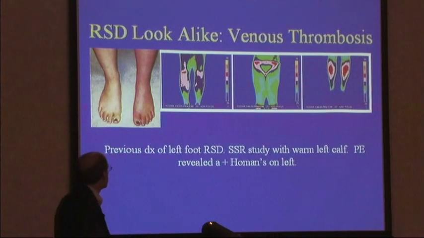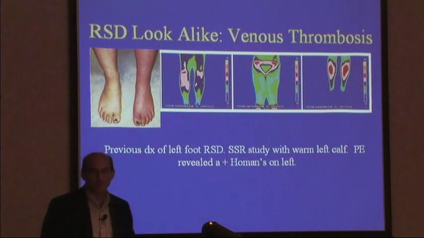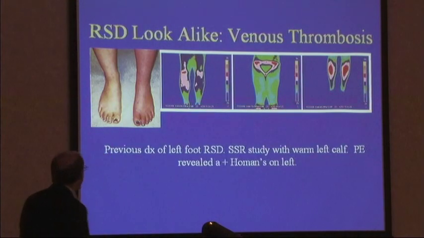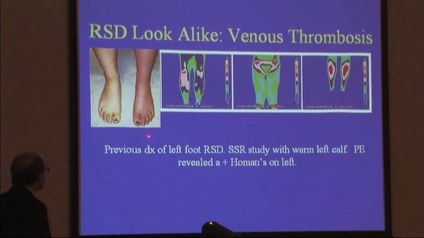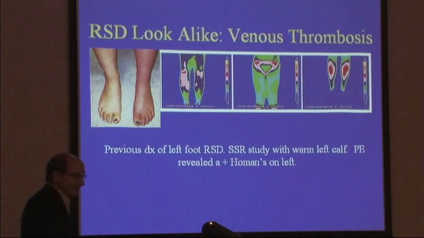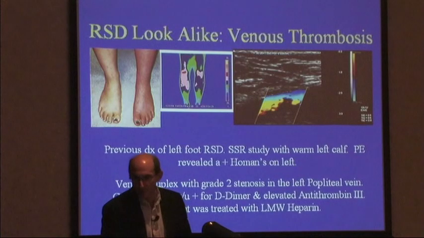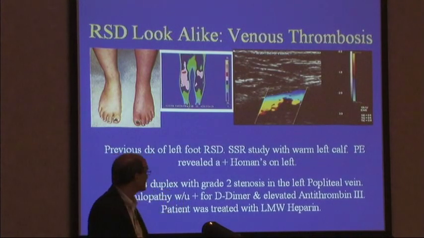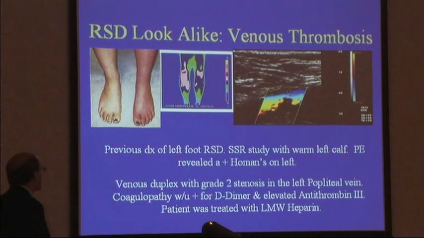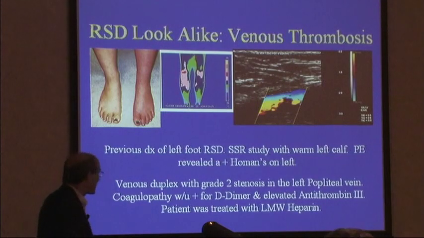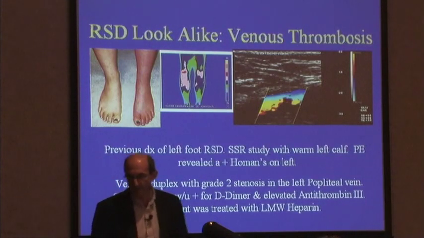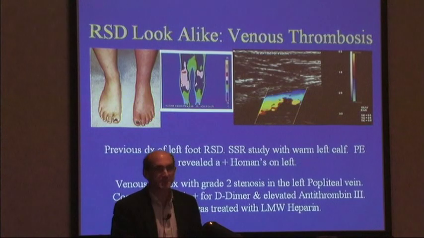Sometimes you have to treat associated disease, and the disease itself is worse than the dystrophy. This person had a prior diagnosis of left lower extremity RSD, but when we did that sympathetic skin response study, we found that it wasn't the foot that was the issue, it was why is this person's calf warm? I re-examined her, found that she had a positive Homans, did a venous duplex. She had grade 2 stenosis in the popliteal vein. She had a coagulopathy workup that showed a positive D-dimer and elevated antithrombin 3. She was treated with low molecular weight heparin and got full relief.